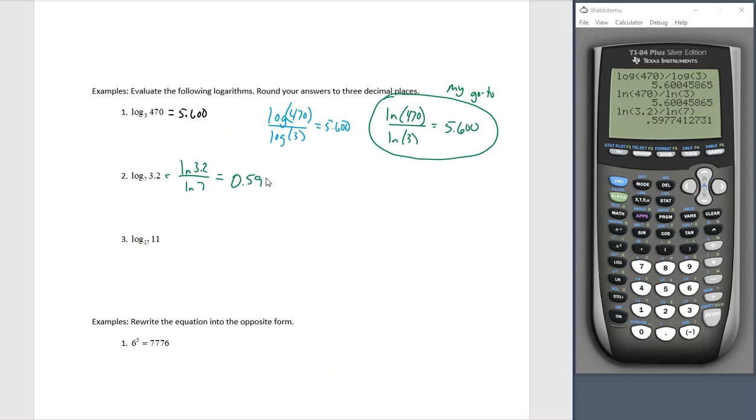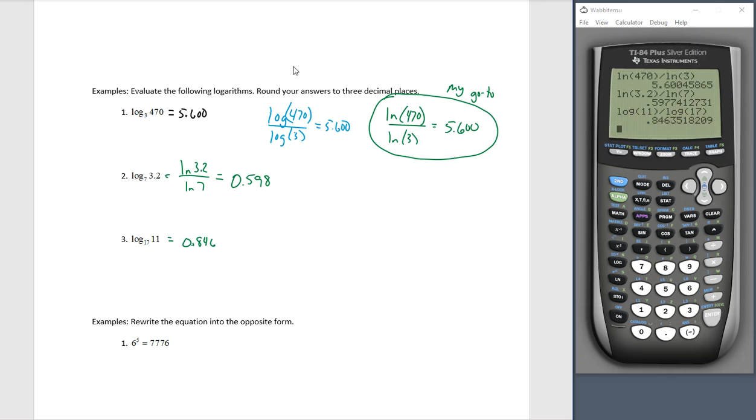0.59, our 7 gets rounded up to an 8, 3 decimal places. Look at that, random 17 popping up here. I'm going to do log of 11, and divide that by the log of 17. And we have 0.84, and that 6 will stay as 6.